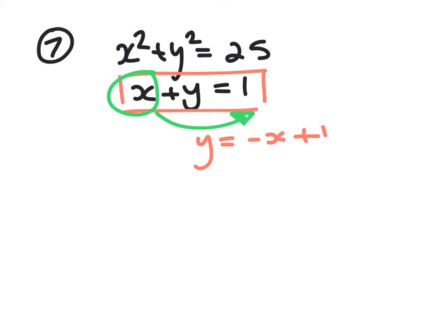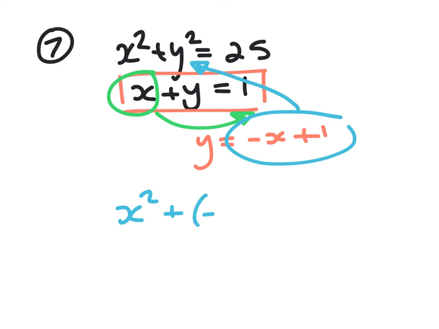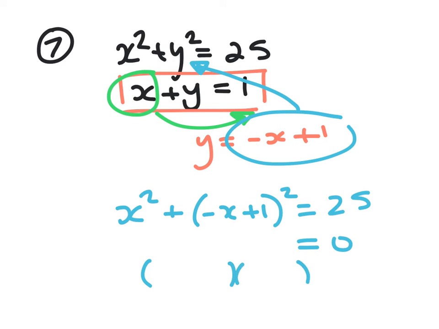Now it's just a simple case of taking this -x plus 1 and plugging it in here for y. So you end up with x squared plus (-x plus 1) squared, that's instead of your y, equals 25. Remove all the brackets, make it equal to 0, factorise to get your x numbers, and then work out your y numbers.